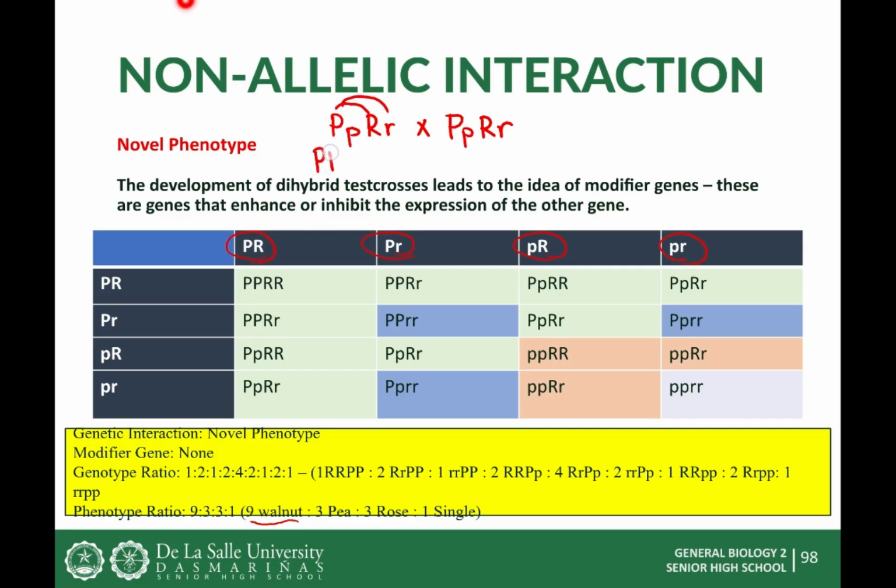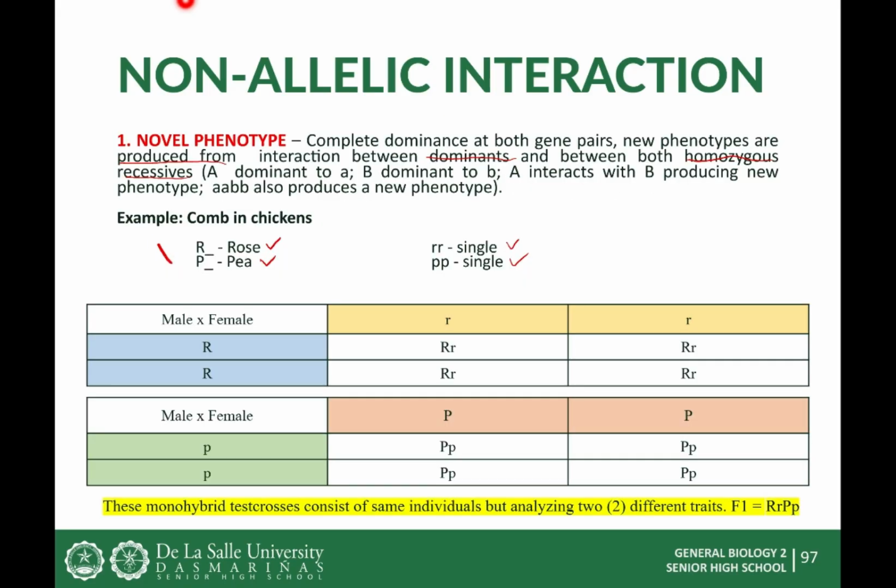P, dominant P, dominant R. Then we have the dominant P, recessive R. Dominant P and then, recessive P and dominant R. Then we have both P and R are recessive. So this is how you got the gametes. Now that we have these gametes, then we can cross it already.